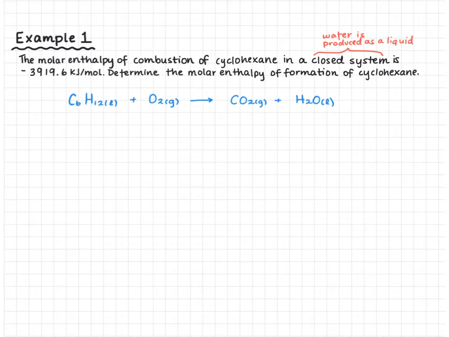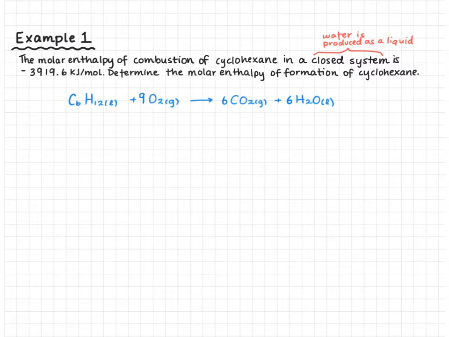So I have 6 carbons on the reactant side. I need to put 6 in front of carbon dioxide to balance out the carbons. I have 12 hydrogen on my reactant side, so I need to put a 6 in front of the water to balance out my hydrogens. Now I have 12 plus 6, so I have 18 oxygens on my product side, and that means that I need to put a 9 in front of my oxygens here. So I have a balanced reaction.